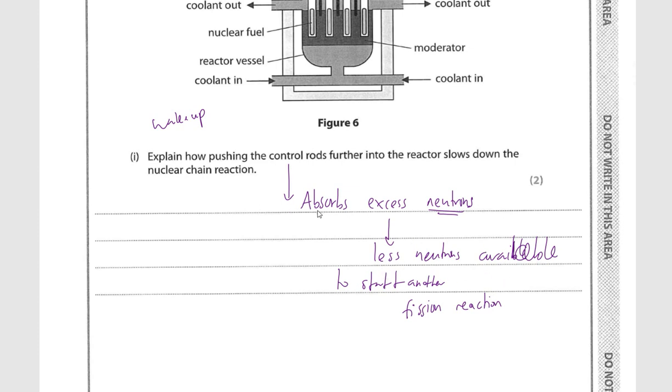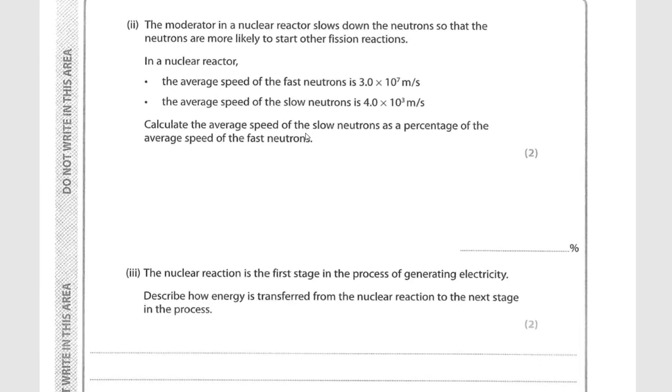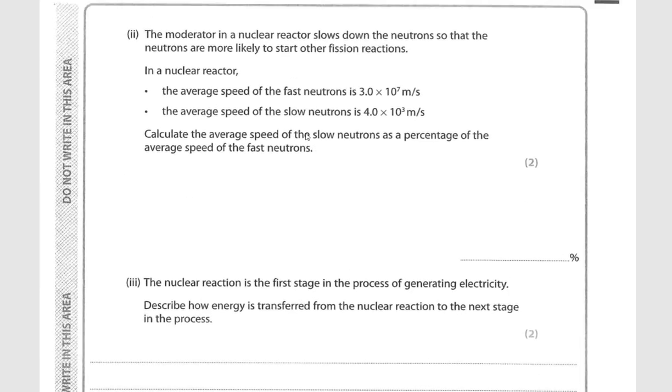The first mark you need to say is that they absorb the neutrons, and then how does it slow down the chain reaction? Because if they absorb excess neutrons, there are fewer neutrons available to start the other fission. That's how it slows it down. Absorb neutrons, therefore there are fewer of them available. Okay, good.